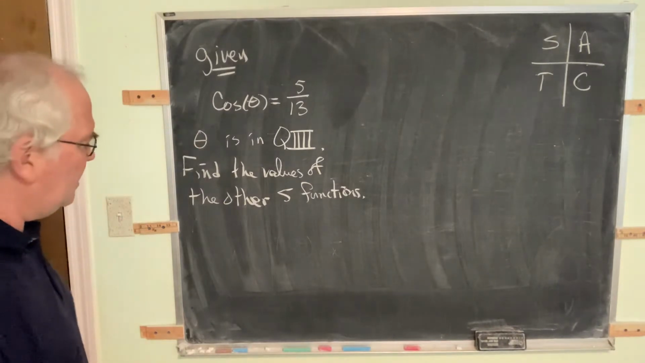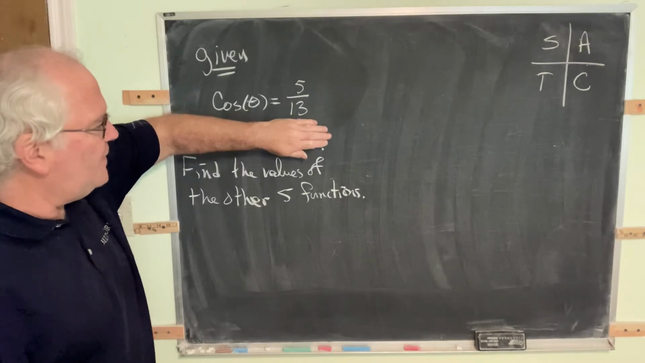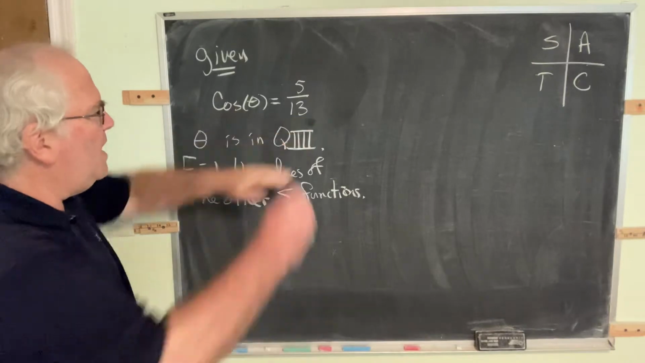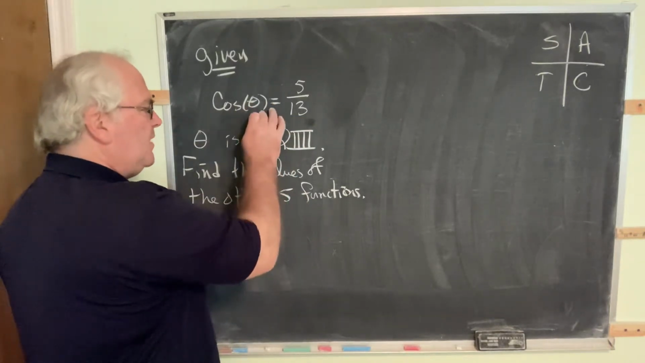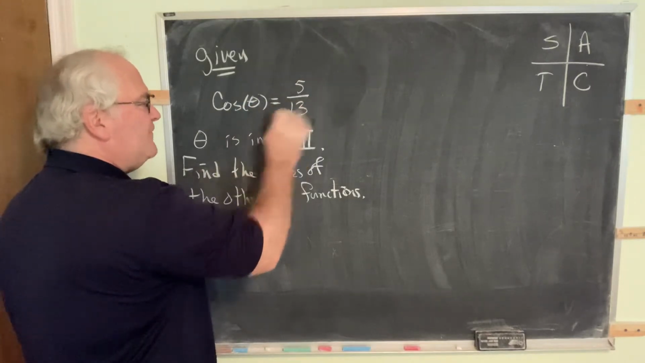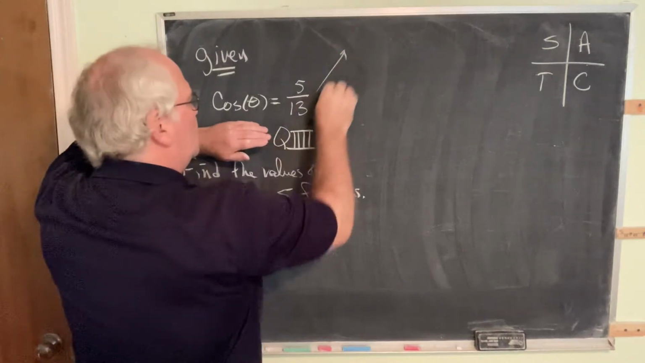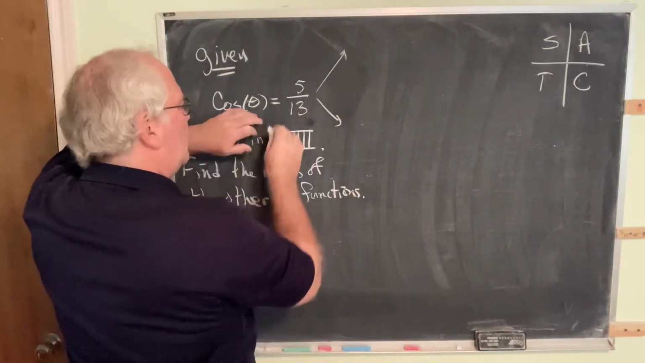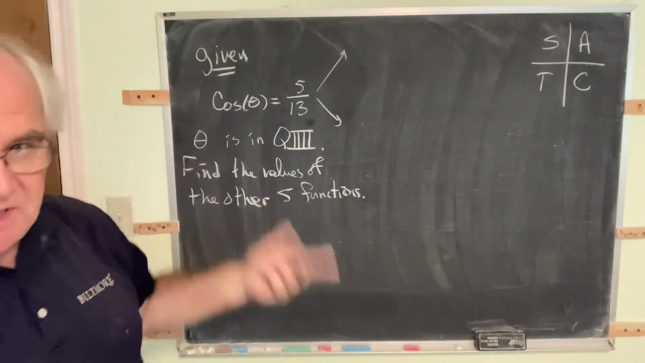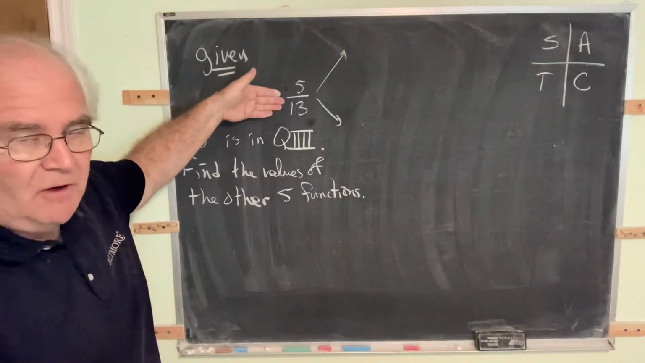I want to emphasize, just to be sure, if this were not given, then we would not be able to solve this problem. If this is not given, all we know is cosine is 5/13. There would be two possibilities. Look, this is a positive number. In addition to being a specific number, it's also a positive number. We know cosine is positive.